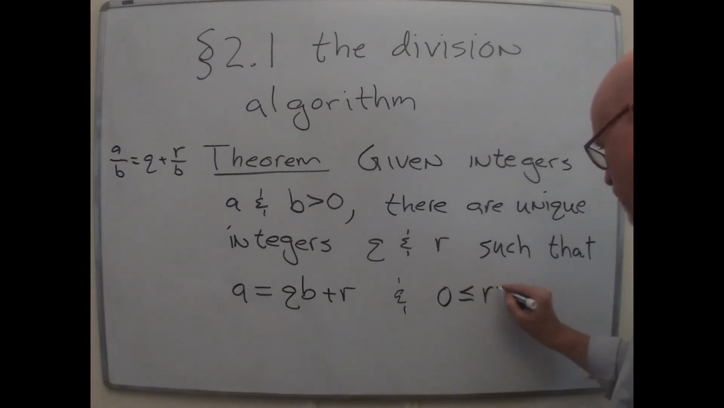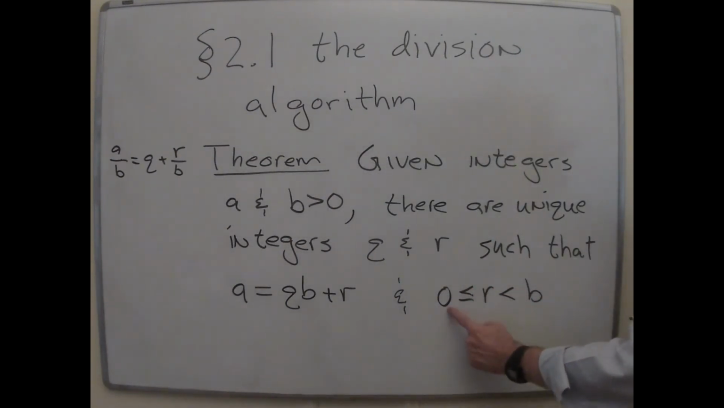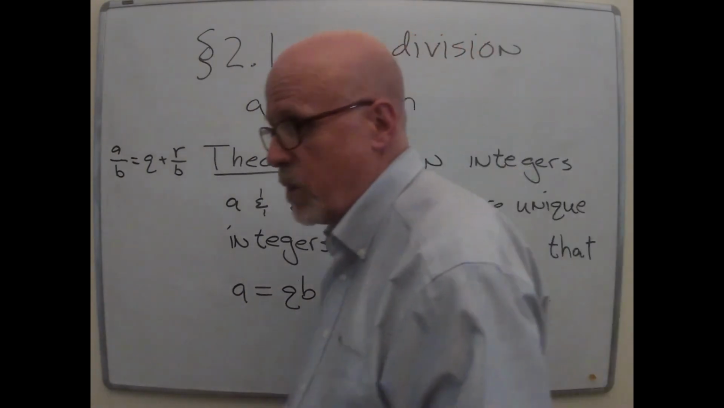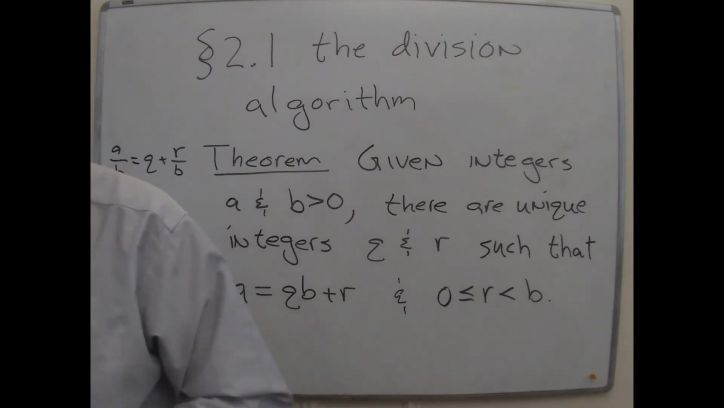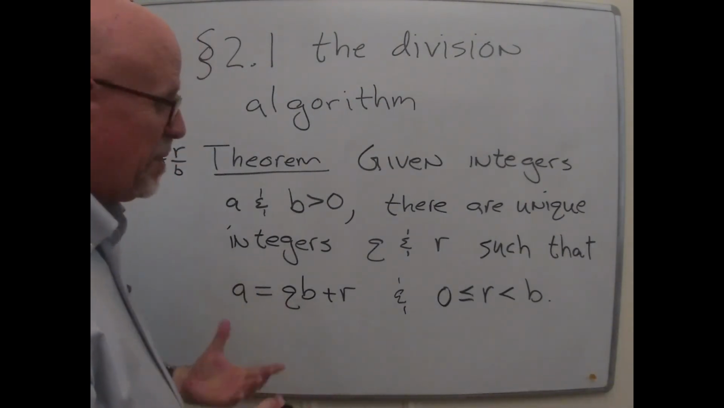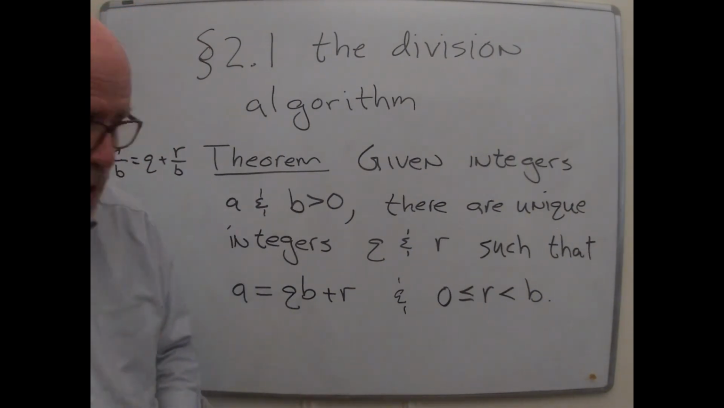0 less than or equal to r less than b. r has to be strictly less than b. The smallest it can be is 0. Right, so that statement is what we mean by the division algorithm. And I suppose we ought to talk about the actual division algorithm as opposed to the result of the division algorithm, and maybe we'll run an example.